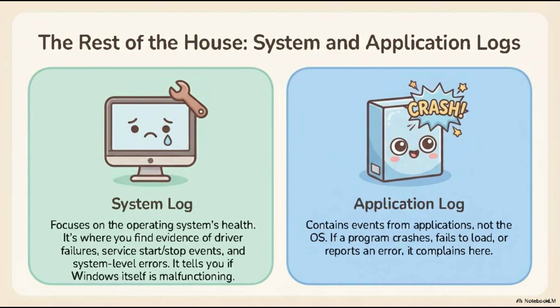Number 2. The System Log. The system log focuses on operating system behavior and stability. It records driver failures, service start and stop events, hardware issues, and system-level errors. If Windows itself is malfunctioning, this is your evidence.